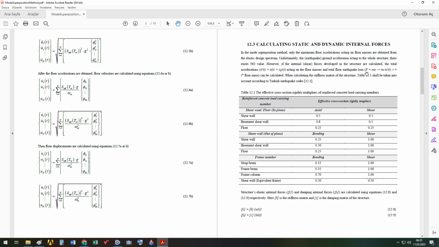Instead, what we do is calculating the internal forces in each floor, in each earthquake direction, which gives us the earthquake force acting on the mass.